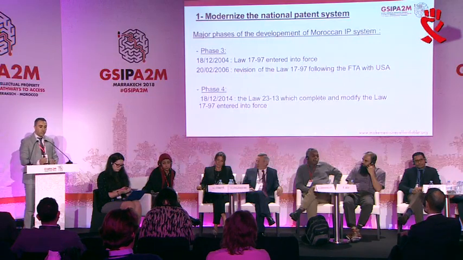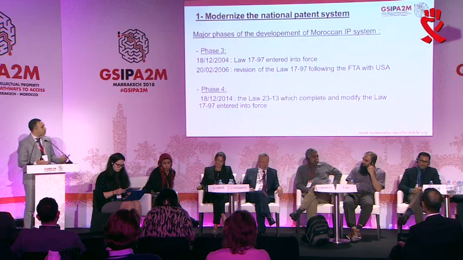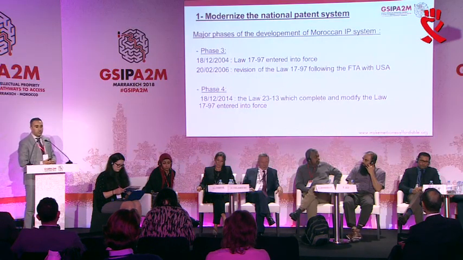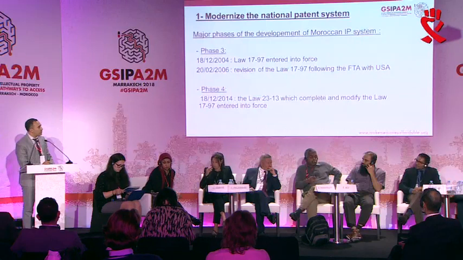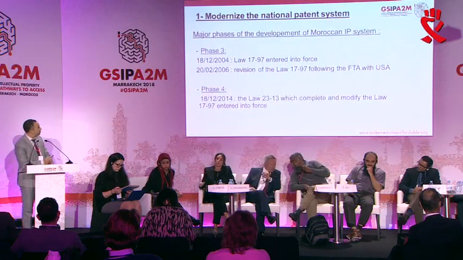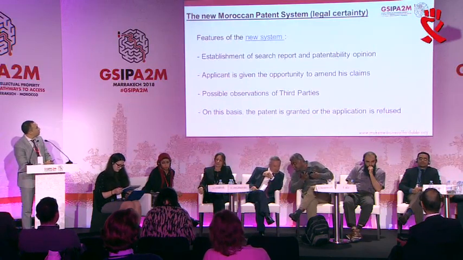Alors ce qu'on peut constater, c'est qu'il a fallu pratiquement 100 ans pour faire la première révision de la loi marocaine, mais il a fallu 10 ans pour faire quand même 3 révisions. Donc ça veut dire que ces aspects concernant la propriété industrielle commencent à avoir l'intérêt auprès des décideurs, etc. Alors, c'est quoi les caractéristiques du nouveau système des brevets ?